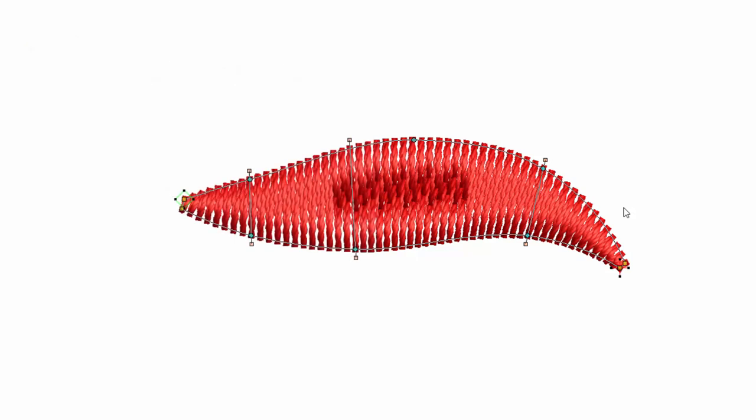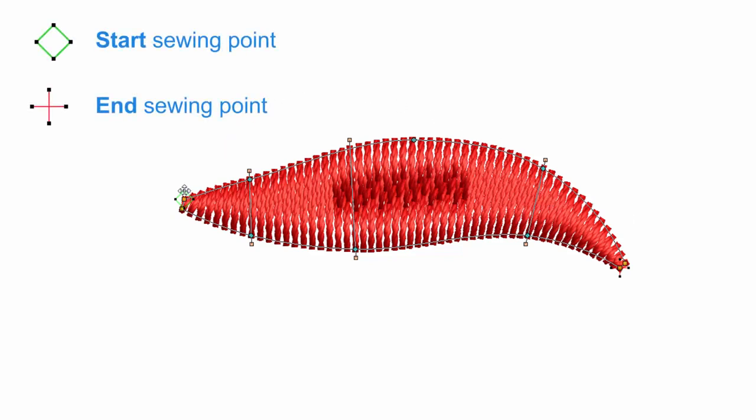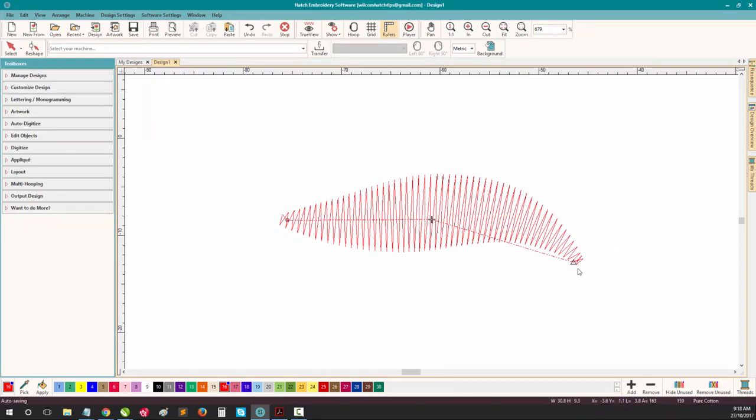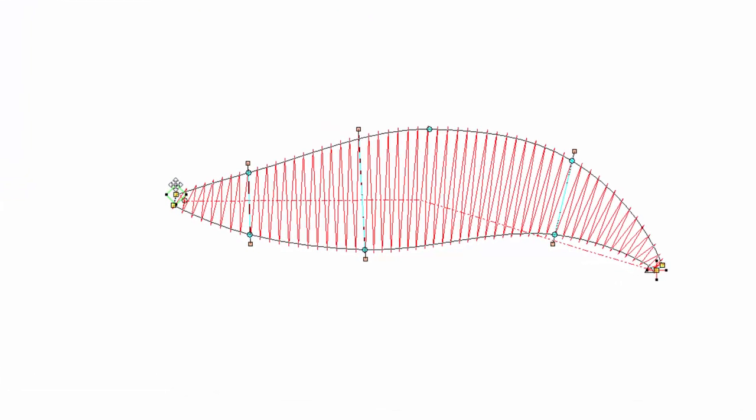Finally, we have the start and end sewing point. The start point is represented by this green diamond. The end point is represented by this red cross. So my design sews here. And finishes here. To change your start and end sewing point, select Reshape and drag the green diamond for your start point and the red cross for your endpoint. Now my design sews like this.